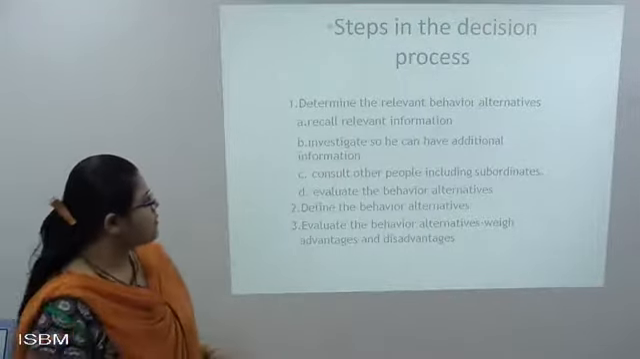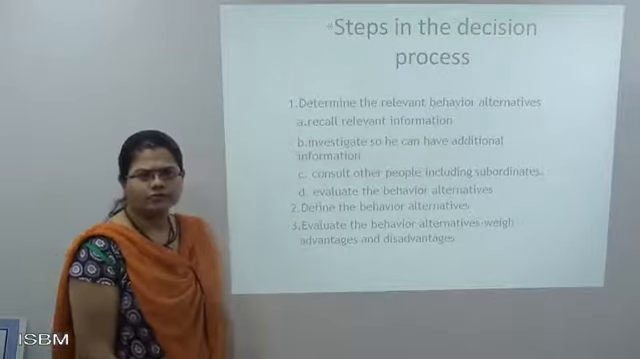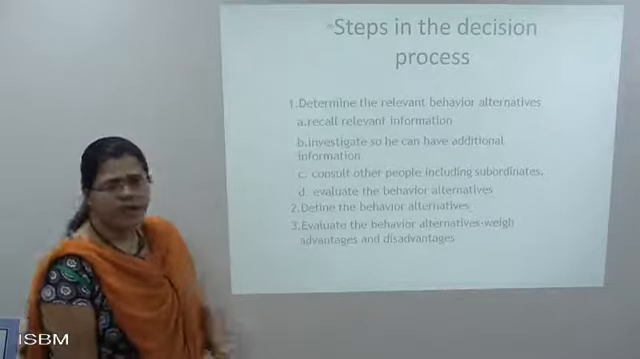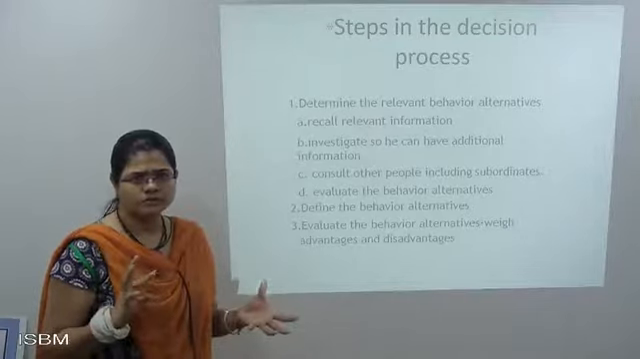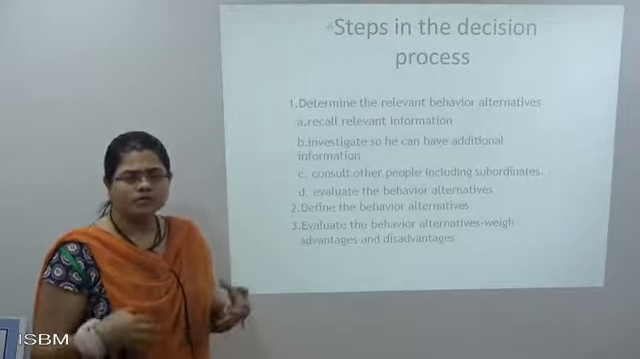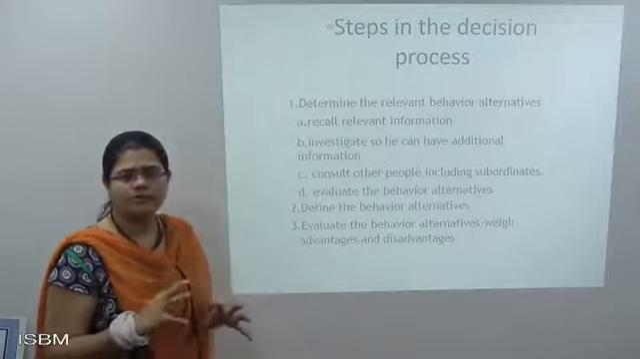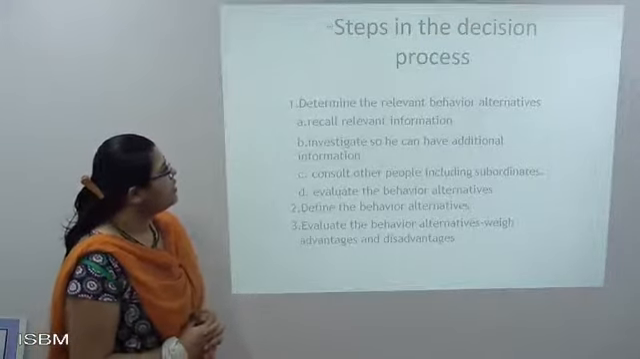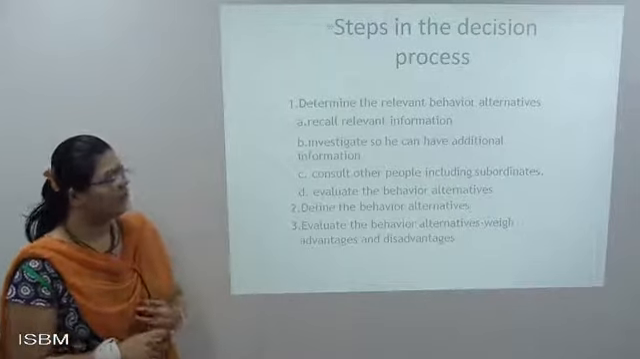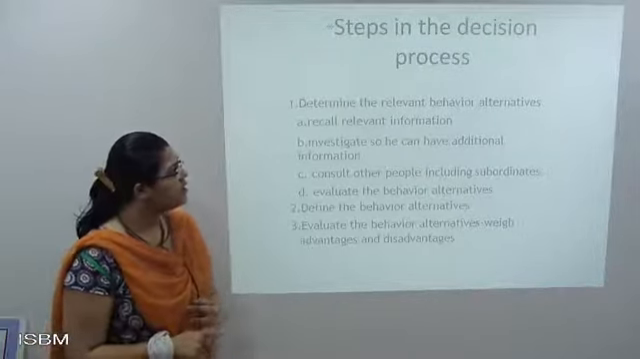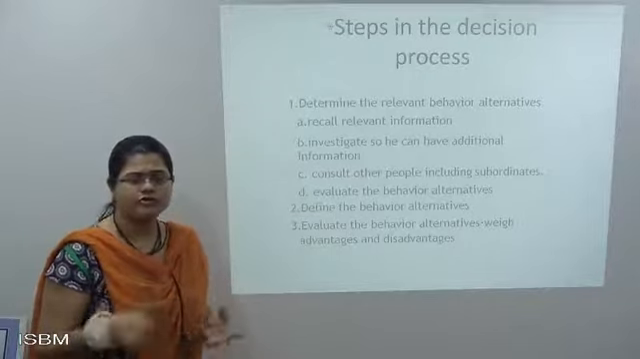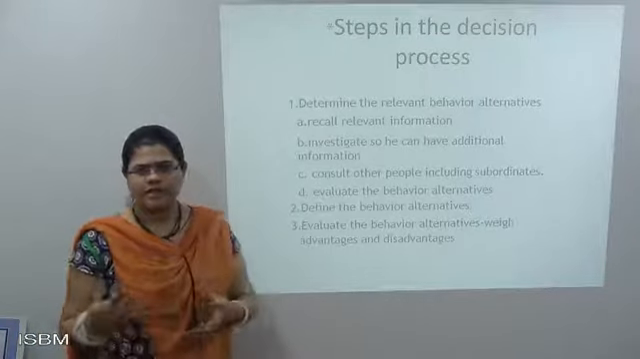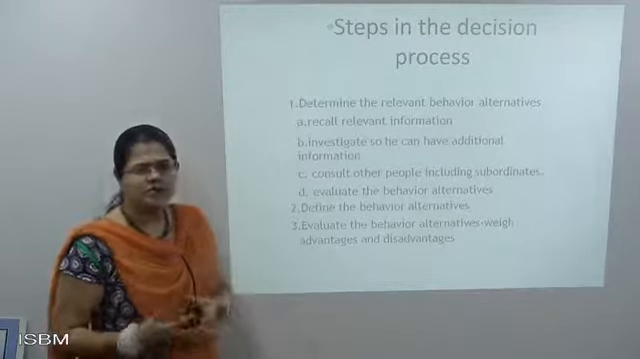Now, the steps in the decision making process, because we are looking at administrative supervision, and how the supervisor sees this. What are the steps of the decision making process? I have given certain slides related to management, showing how supervision is done when administrative policies are applied. First, determine the relevant behavior alternatives, recalling the relevant information that has been given. Then investigation, so he can have additional information, which is also gathered through investigation.